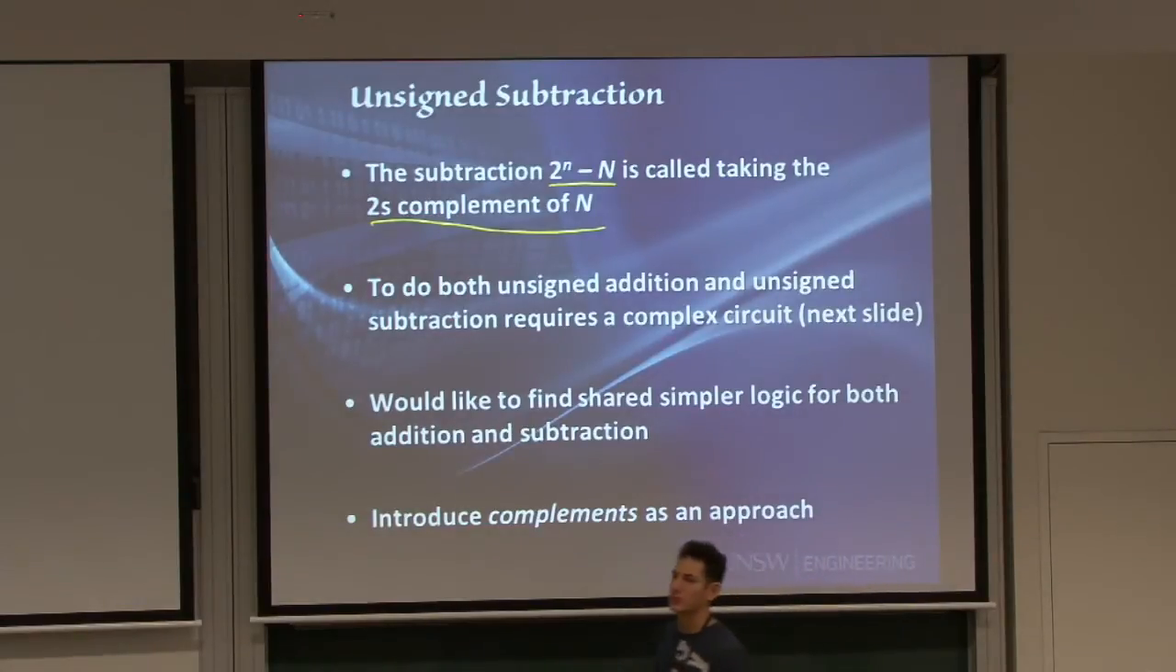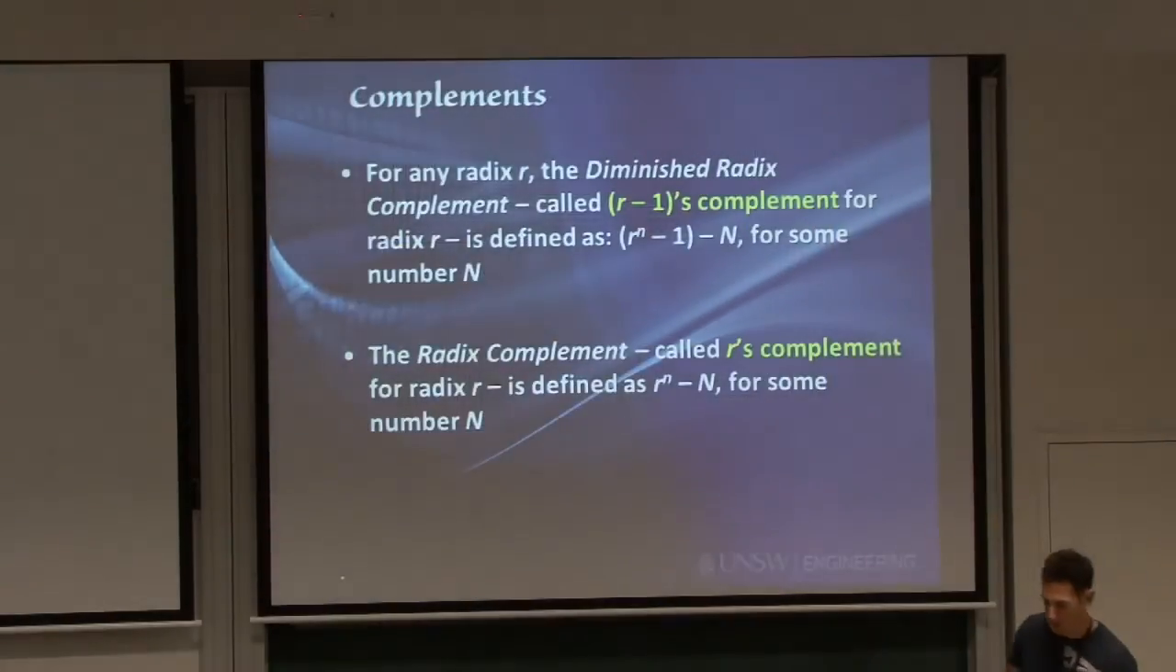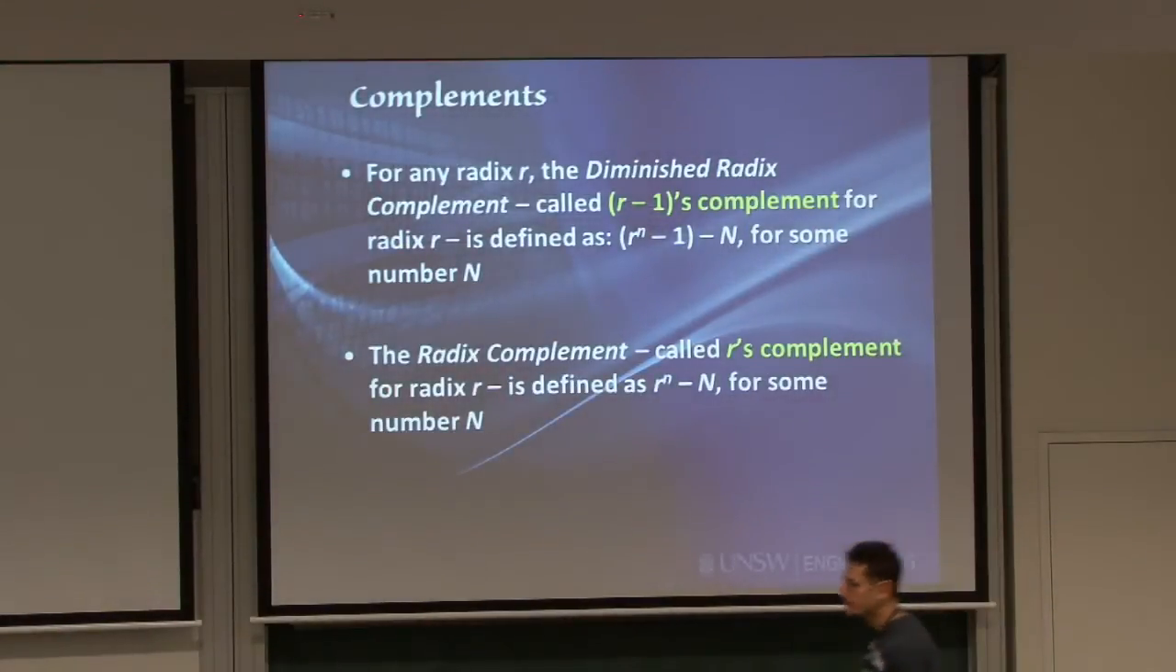That's quite a complex circuit, the whole thing there. There's got to be a better way to do it. And the way we're going to go about doing this is to introduce complements as an approach to do these kind of things. So what are complements? And please note, it's complements, not compliments. It's not, oh, what a pretty number you've got there. Nothing like that. It's complements. So there's two types of complements we'll talk about. There's the diminished radix complement.